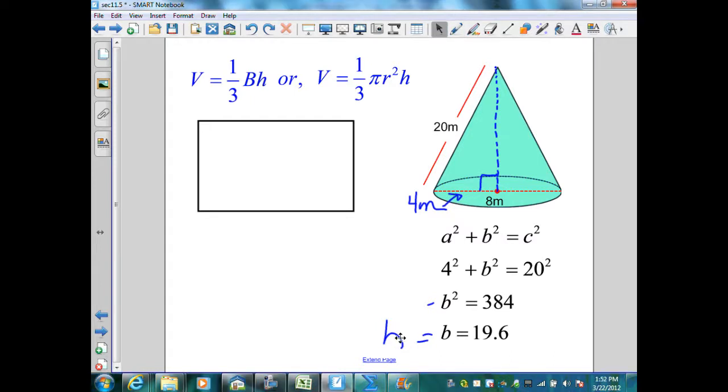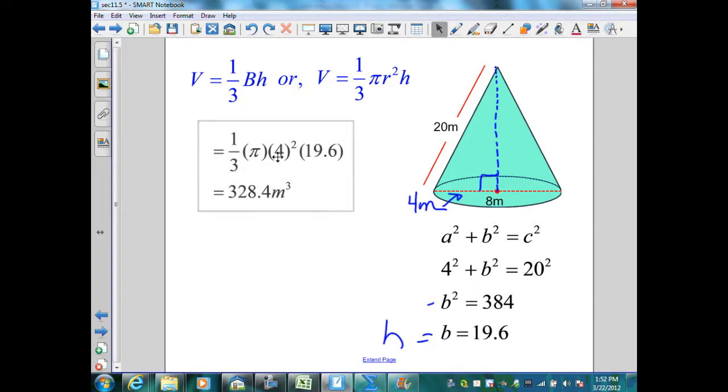With that information, all I need to do is substitute into my volume formula. And when I do, I'm going to have V equals 1/3 pi r squared, that's 4 squared, times the height of my cone, which I determined to be 19.6. Plugging into a calculator, I get 328.4 meters cubed.